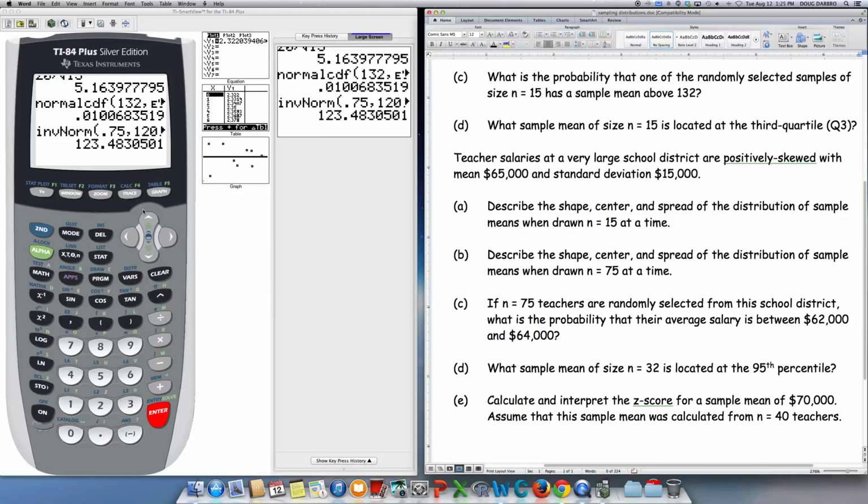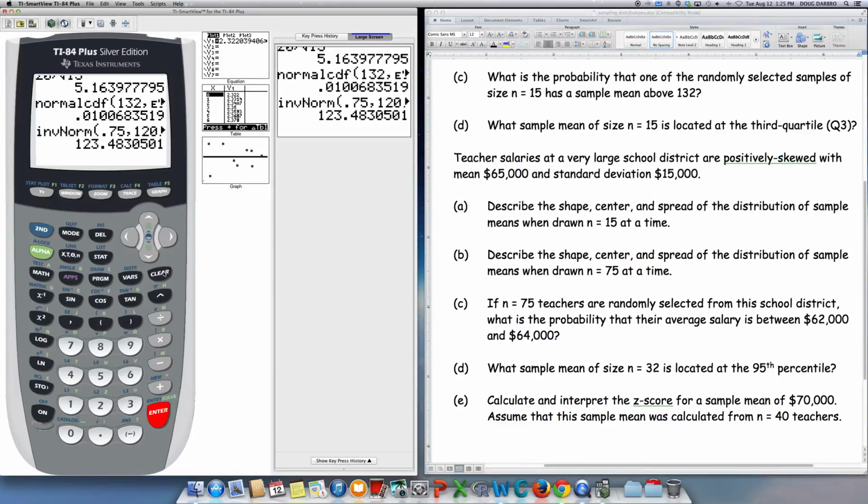Says they're positively skewed. Now guys, remember, positively skewed, we have to have sample size 30 or bigger to be able to calculate probabilities. So, part A, describe the shape, center, and spread of the distribution of sample means when drawn 15 at a time. I don't know. Don't know the answer to it.